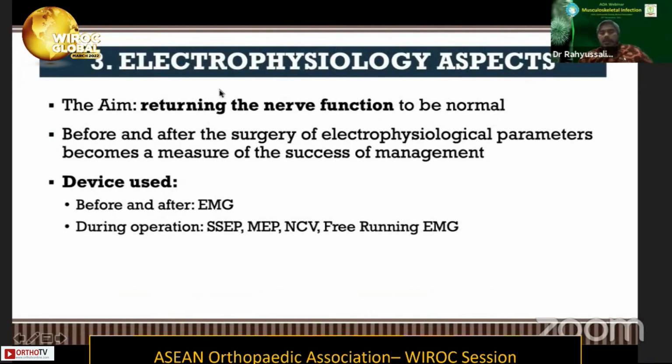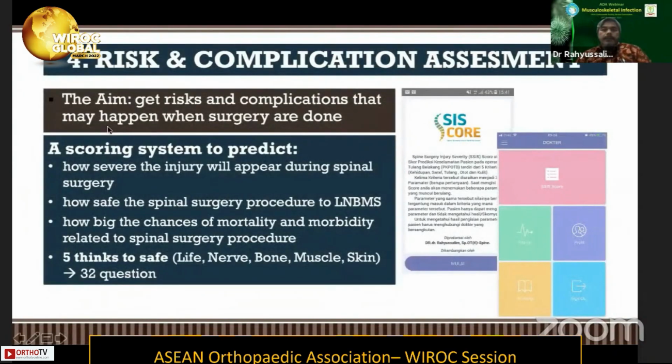Every approach should consider the function of the nerve. We always check the electrophysiology aspect, and of course, everything related to risk and complications should be assessed.